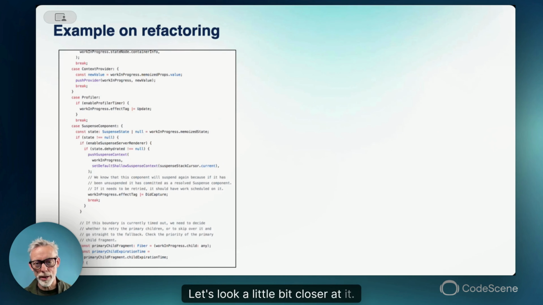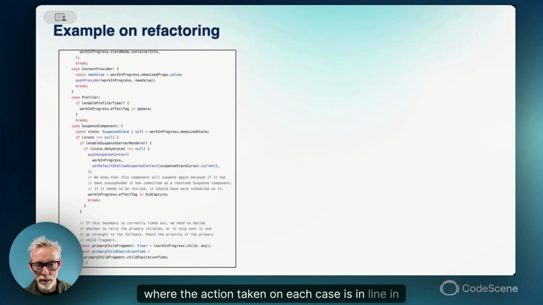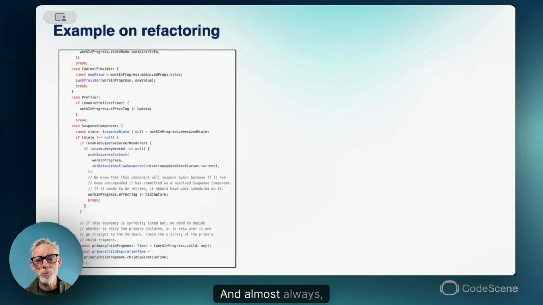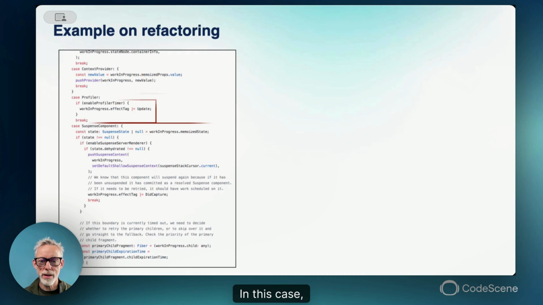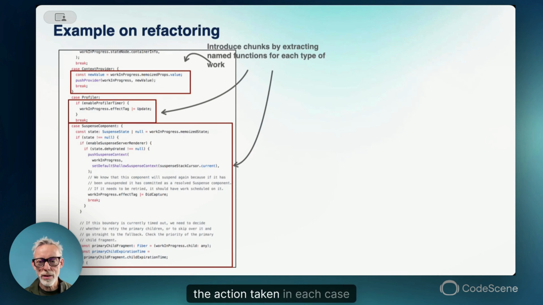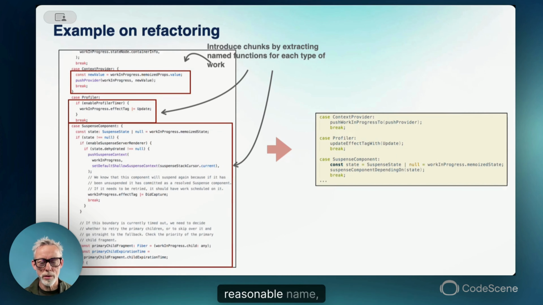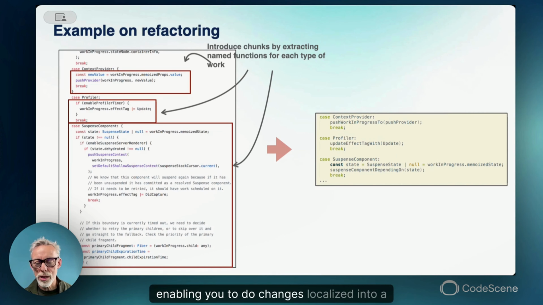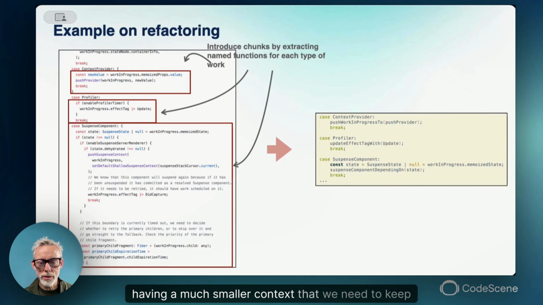Let's look a little bit closer at it. This is a case statement where the action taken on each case is in line in the same piece of code. And almost always when trying to simplify some code, the first thing you could do is to identify chunks of code that you could extract and give a name. In this case, the action taken in each case could probably be extracted into functions with a reasonable name, enabling you to do changes localized into a smaller function and having a much smaller context that we need to keep in the back of our head while doing changes.